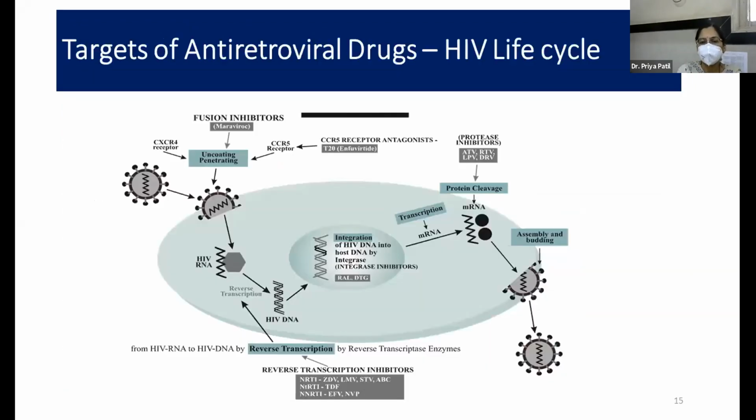I'll skip this slide now because all of us know what the reverse transcriptase inhibitors do. From the viral RNA, they help in the DNA formation, and then this viral DNA is integrated into the host cell genome by the integrase enzyme, and at the step of integrase strand transfer, there is the action of the integrase inhibitors. Dolutegravir will act at this site.